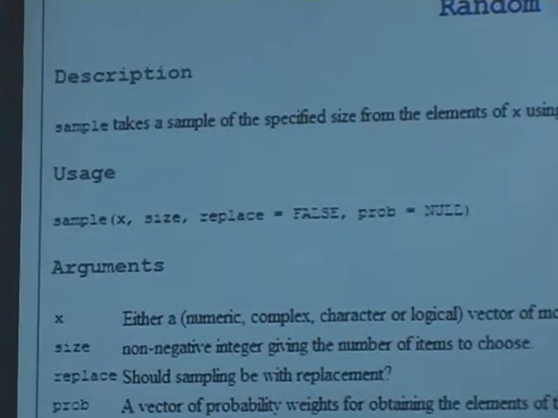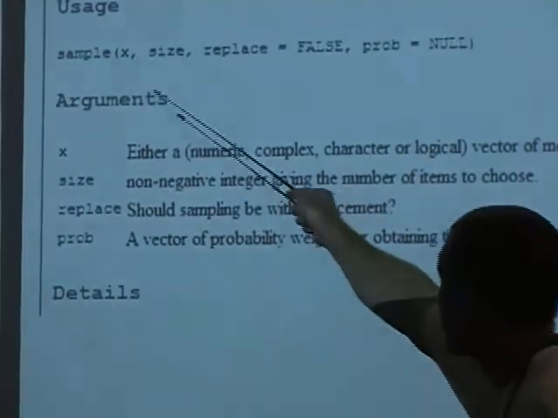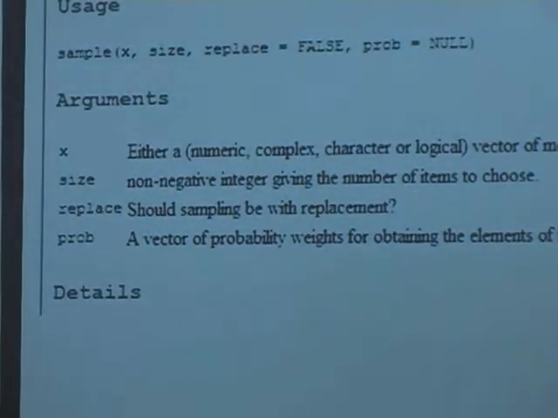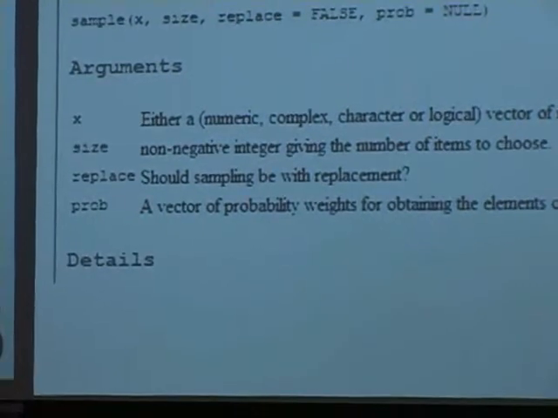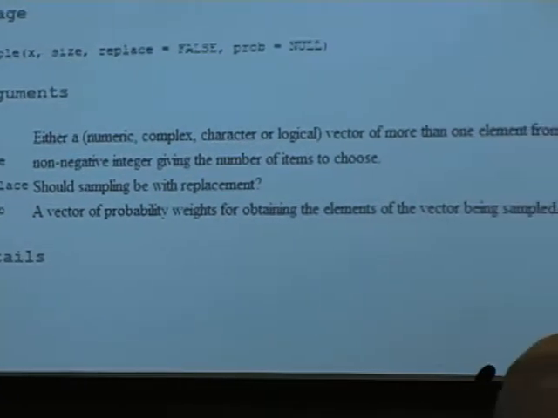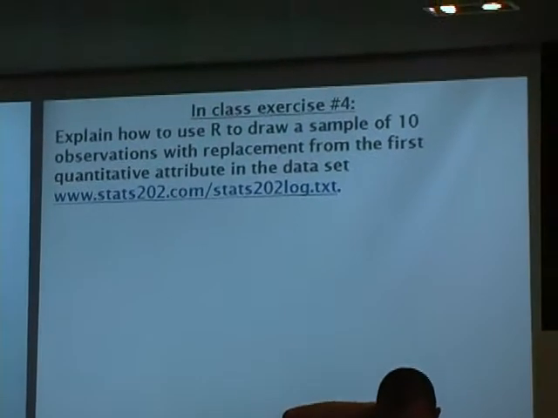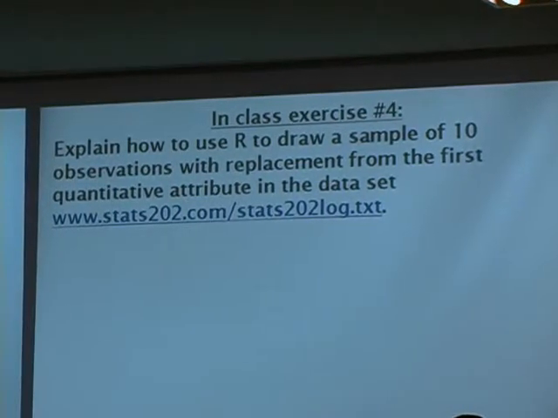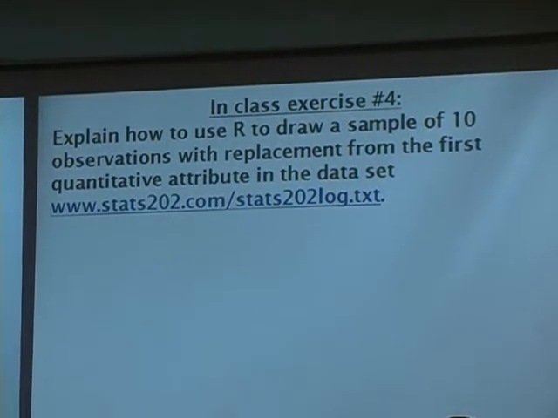The arguments it takes, you see here, are x, which is what you want to sample, and the size. The default is to sample without replacement, so sometimes you have to override that to TRUE if you want to do it with replacement. And I think last time we left off here, I was drawing a sample of 10 observations from our Stats 202 log data set. So let's see, how do we do that?